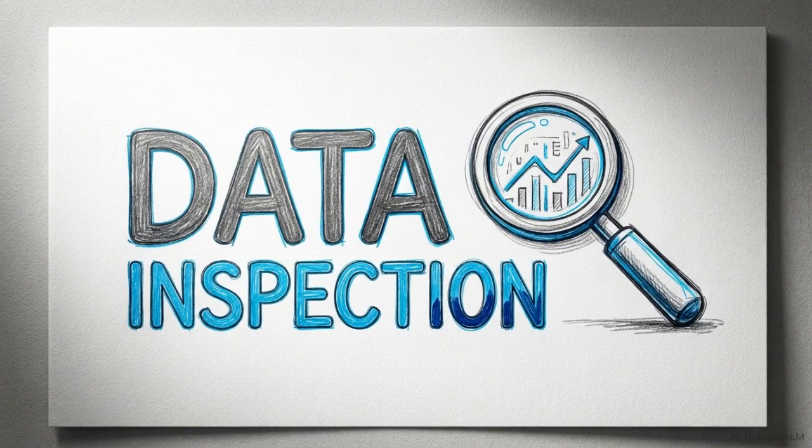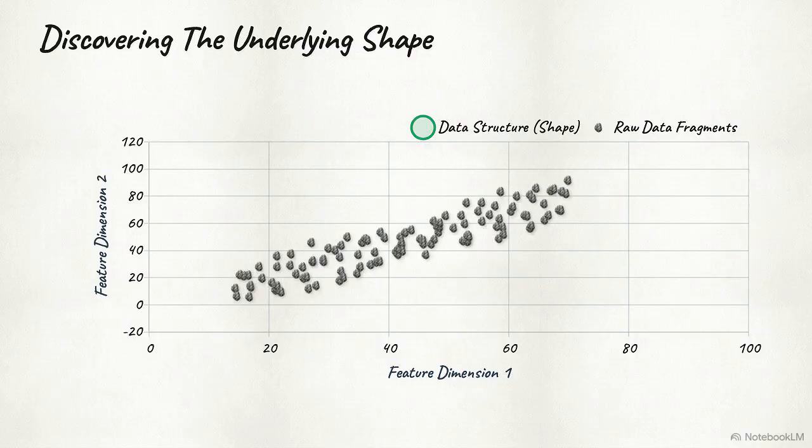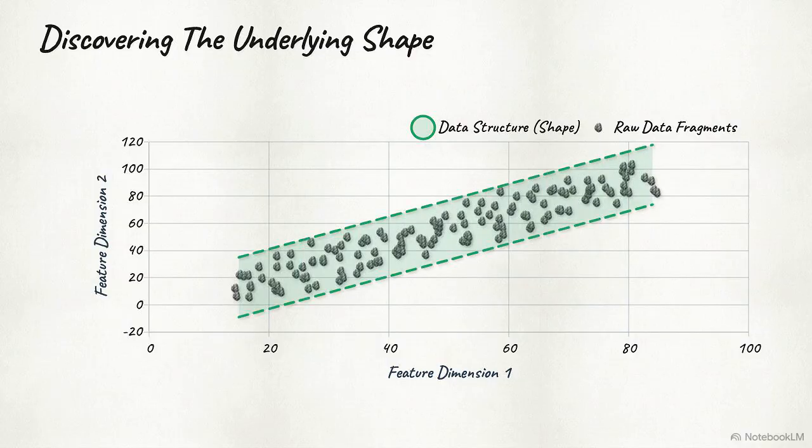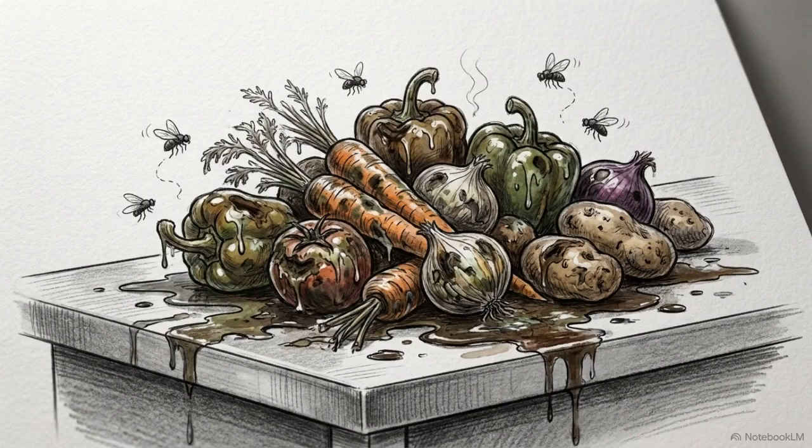The very first step in this prep work is called exploratory data analysis, or EDA. Think of this as laying all your ingredients out on the counter, inspecting them, and taking a quick taste. We are getting a feel for the data's shape and structure before we do any actual cooking. If we skip this inspection step, it doesn't matter how advanced our predictive algorithms are later on. If you put garbage ingredients in, you will get a garbage output.